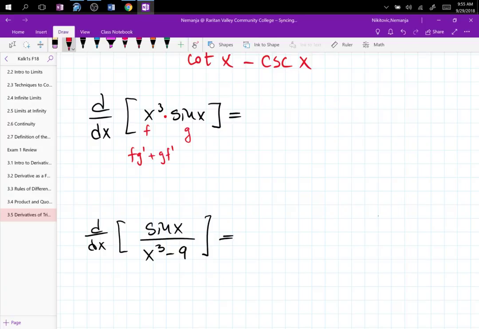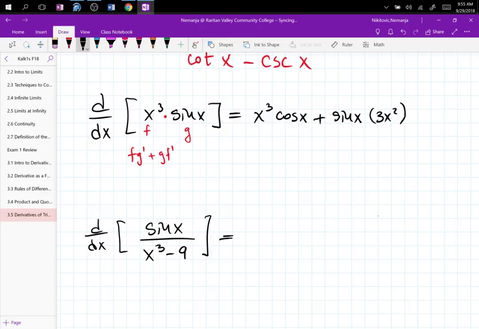Primes are derivatives, right? So copy the first, x cubed, because you see f, right? And then derivative of the second, that's g prime. Derivative of sine is cosine x. Plus, copy the second, that's sine x. And then derivative of the first, which would be 3x squared.